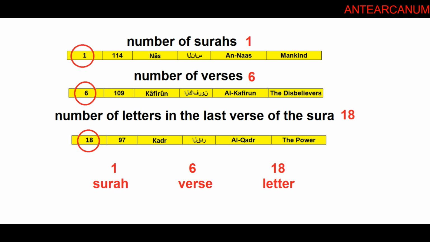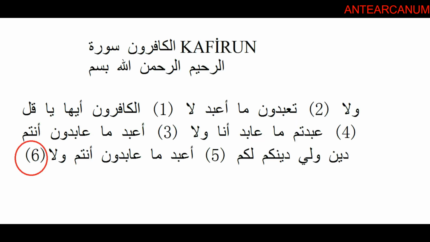Conclusion: unveiling the mystery of the golden ratio in the Quran. In our quest to uncover the presence of the golden ratio, 1.618, within the Quran, we employed a reverse chronological approach. By examining the first surah, Nas, from the end, the 6th surah, Kafirun, from the end, and the 18th surah, Al-Qadr, from the end, we successfully derived the numerical sequence 1.618.